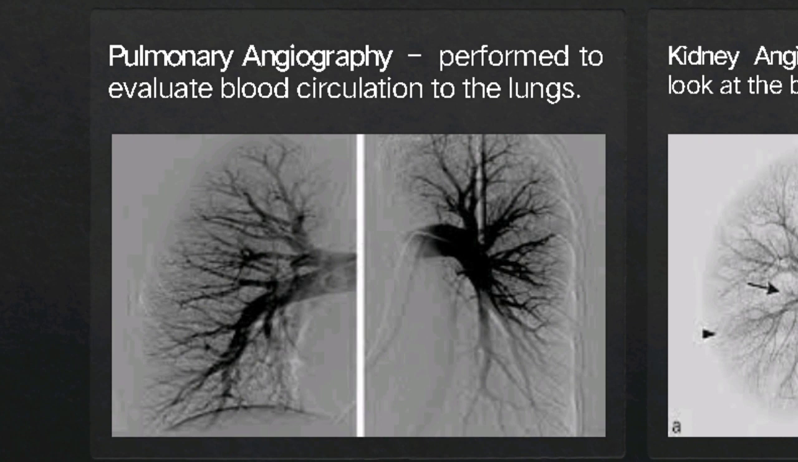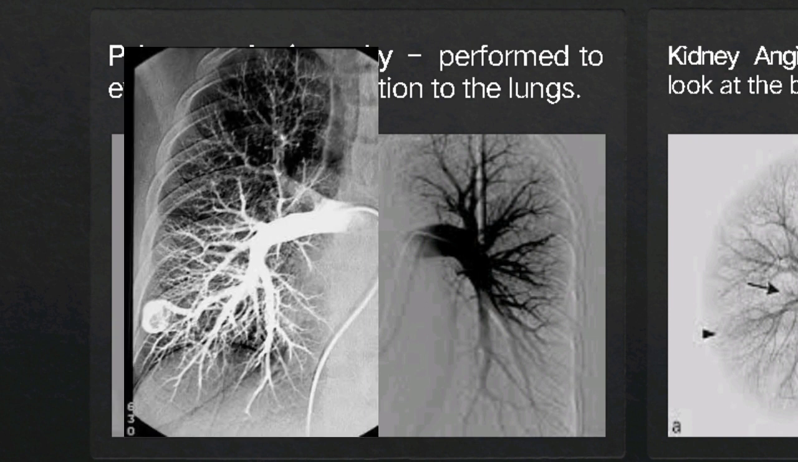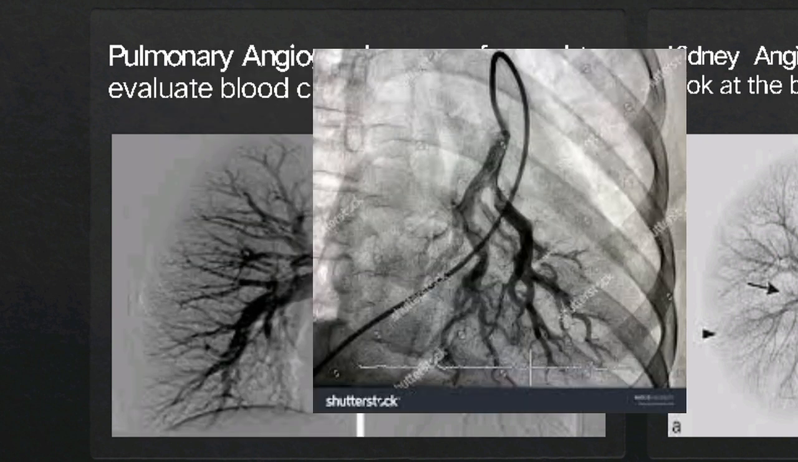Pulmonary angiography. It is performed to evaluate blood circulation to the lungs. It is also considered the most accurate diagnostic test for detecting a pulmonary embolism. The procedure differs from cerebral and coronary angiograms in that the guide wire and the catheter are inserted into a vein instead of an artery, and are guided up through the chambers of the heart and into the pulmonary artery.